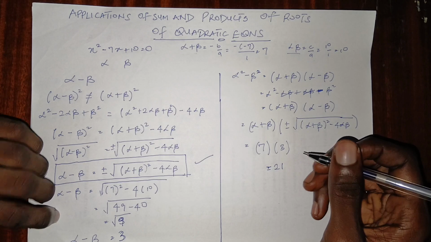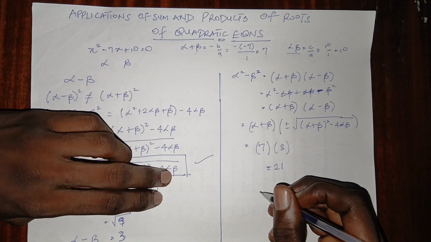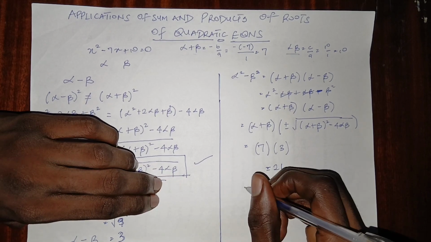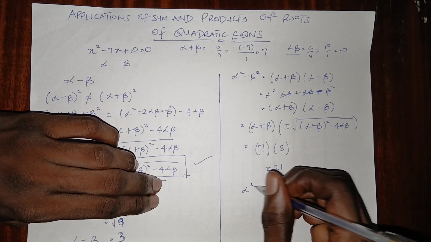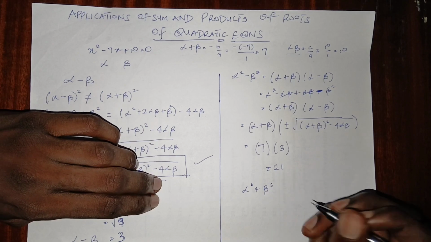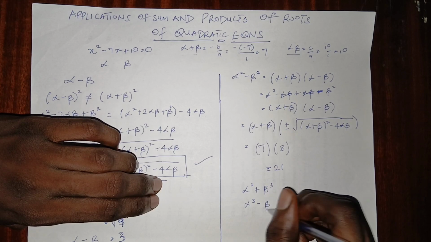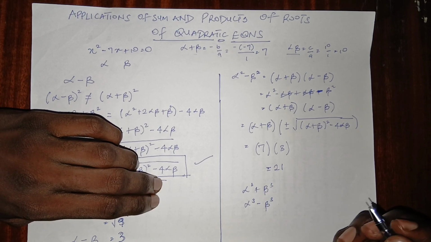So that's that about that. In my next video, we'll be looking at how to solve something tougher, alpha cubed plus beta cubed. You might have an idea of how to do this, but we'll go through it. We'll also do alpha cubed minus beta cubed as well.